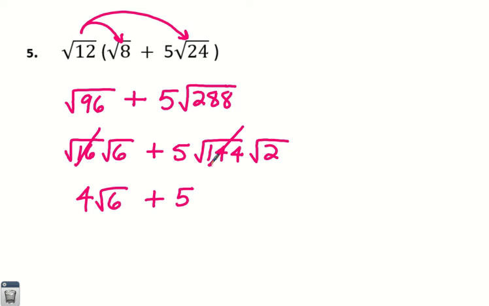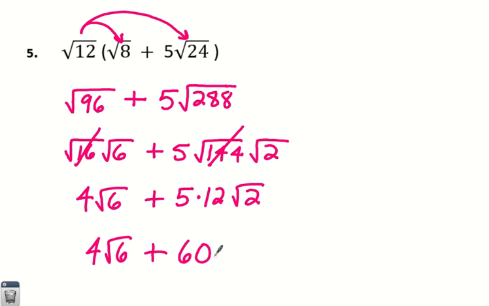And this is just 12. And so I guess one more step, because there was already a 5 out here, and now there's a 12 also out there, and so they're just going to get multiplied together.